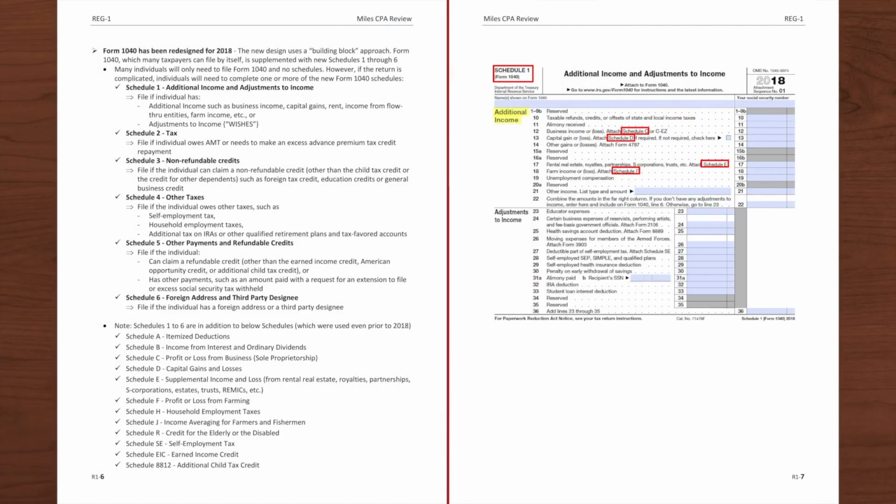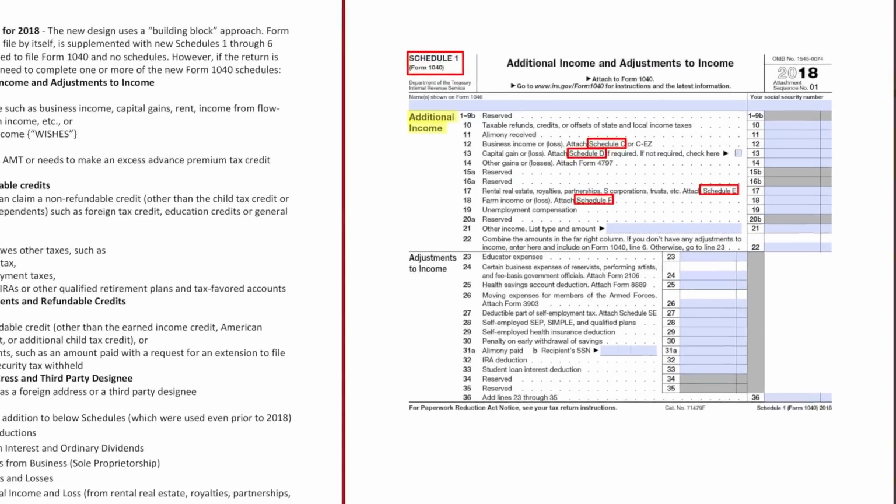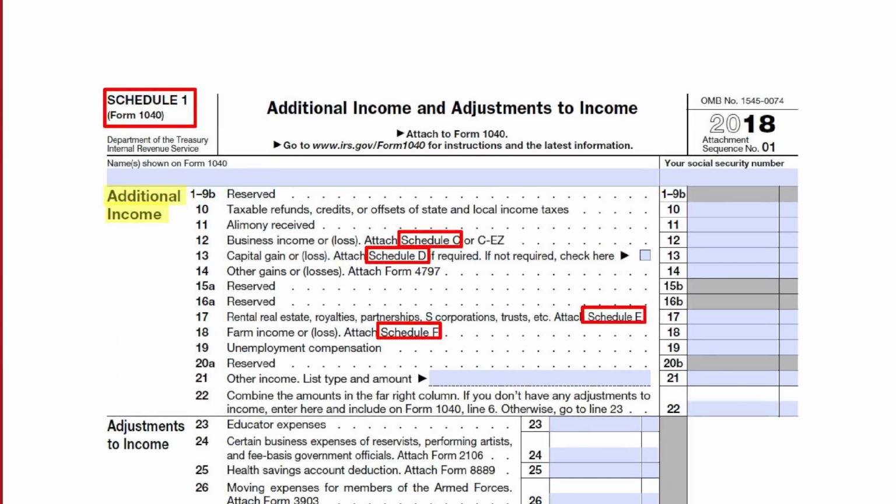Flip again to page 7 and look at the additional income section of Schedule 1. Line number 10 is about taxable refunds, credits, or offsets of state and local income taxes. So that is right, the R for refunds. So that makes it SIR for us.